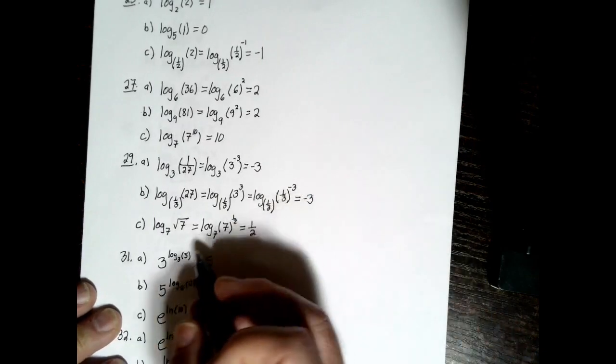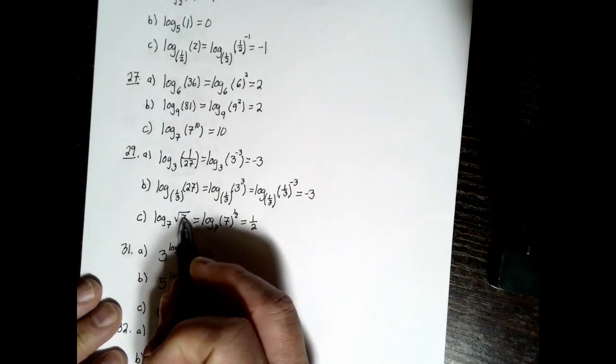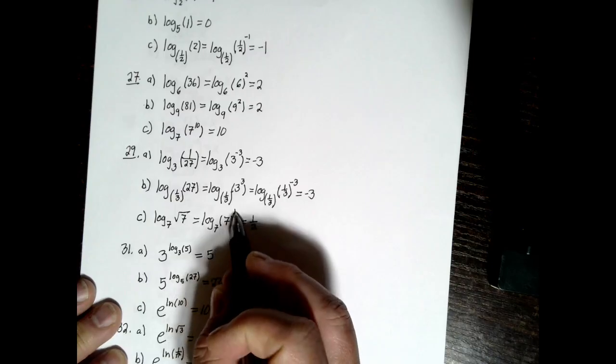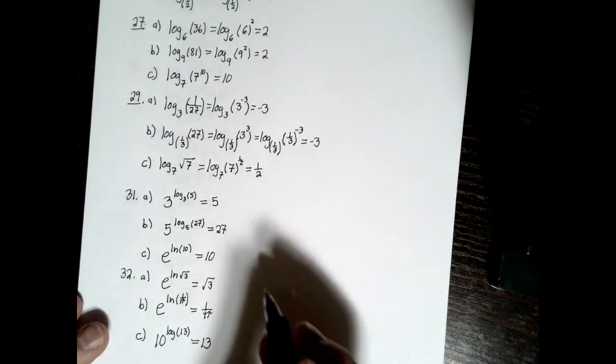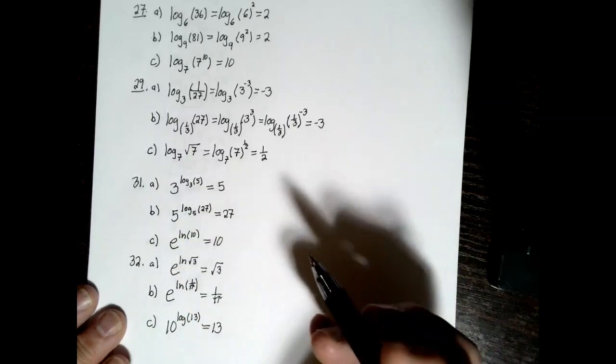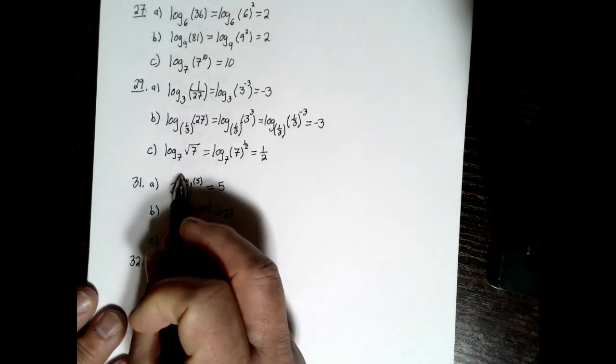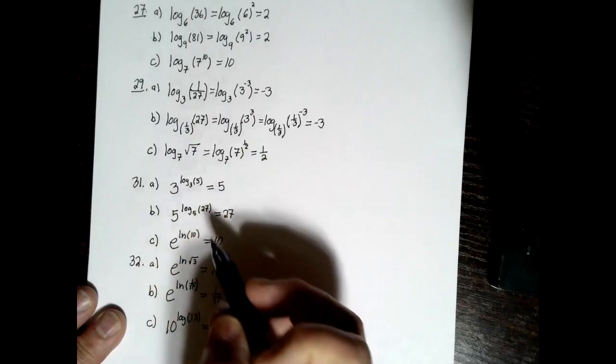Okay. And now log base 7 of square root of 7 is log base 7 of 7 to the 1/2, so your answer is just 1/2. Okay. Now 31 is using rule 8. 3 raised to the log base 3 of 5 is just 5.